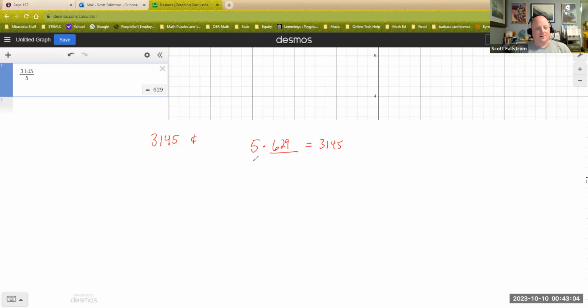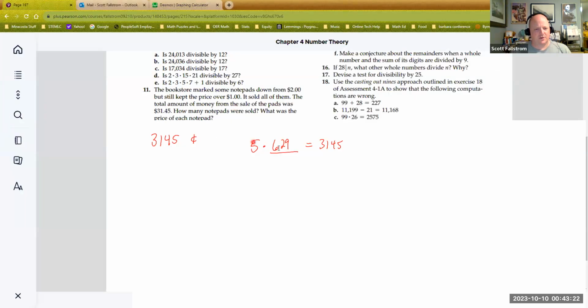Well, that would mean I'm selling 5 notebooks at $6.29, or I'm selling 625 notebooks at 5 cents each, but neither one of those match up with what we're actually doing. So we're going to need to do a little bit more. And what we need to do is say, well, something else has to go into 629. And I think that's where we don't have a ton of other options in terms of what else we could check. We could check our divisibility rules.